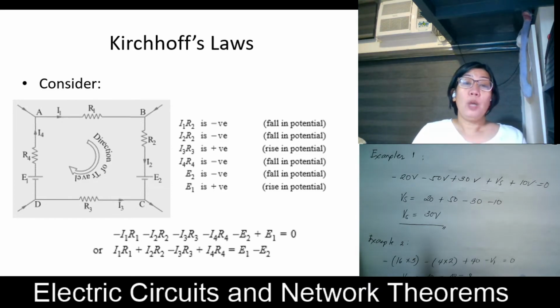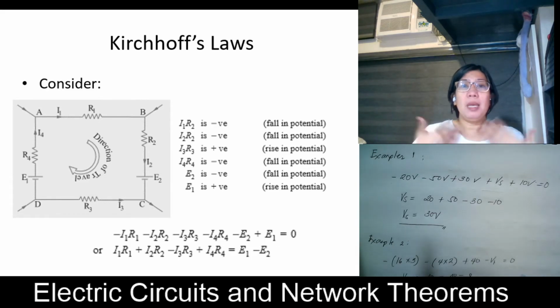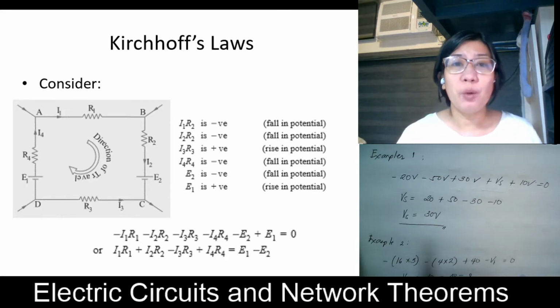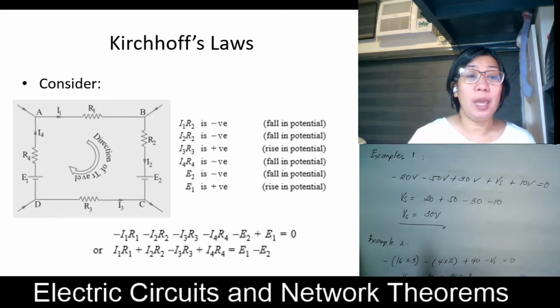Okay? So usually we put all the EMFs together, all the sources together, and we put all the IR drops together on the same side. But all in all, it must be equal to 0. The summation of the voltage drops and voltage rises must be equal to 0. Okay?